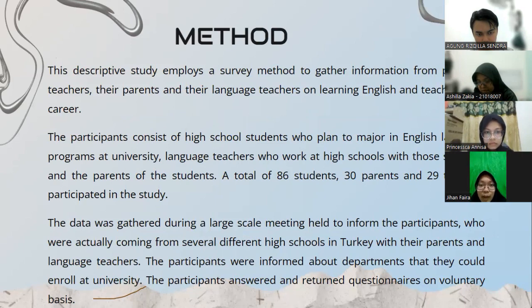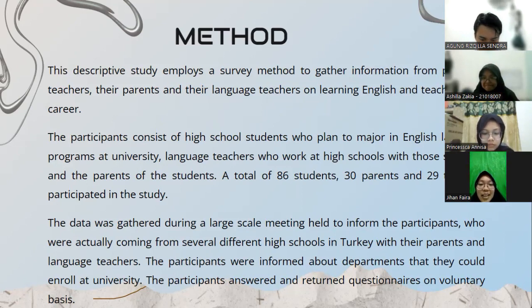Next is method. In research, a method is usually used to find out the answers to the research questions. This descriptive study employs a survey method to gather information from potential teachers, their parents, and their language teachers on learning English and teaching as a career.